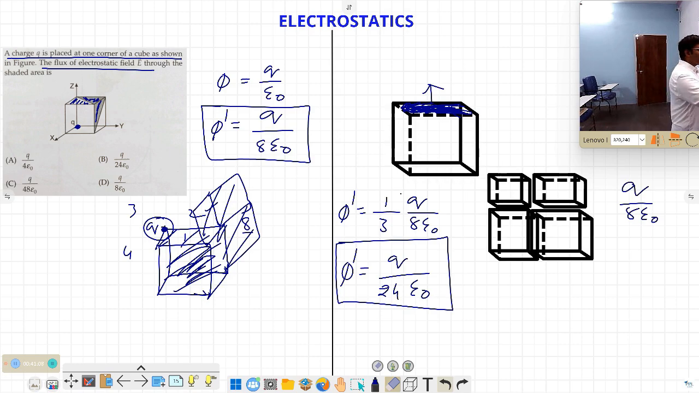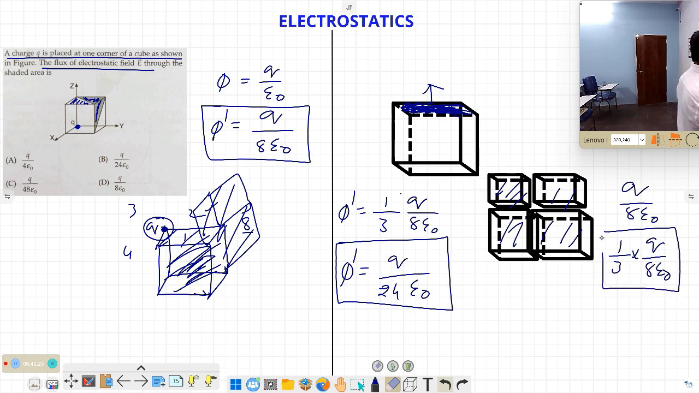Now what is the flux across one face? You have the remaining 3 faces, that means 4 sides of this one, so the remaining are 3 faces. So 3 faces means what is the flux across that one? 1 by 3 times of q by 8 epsilon naught.